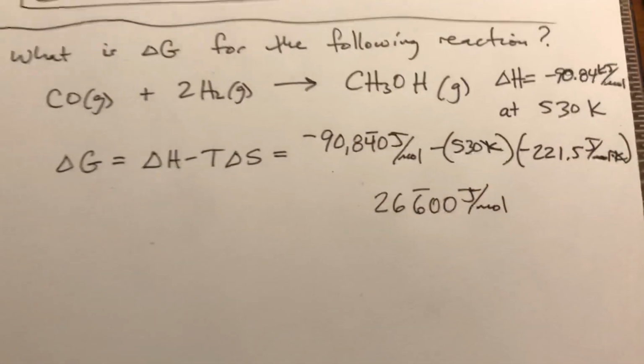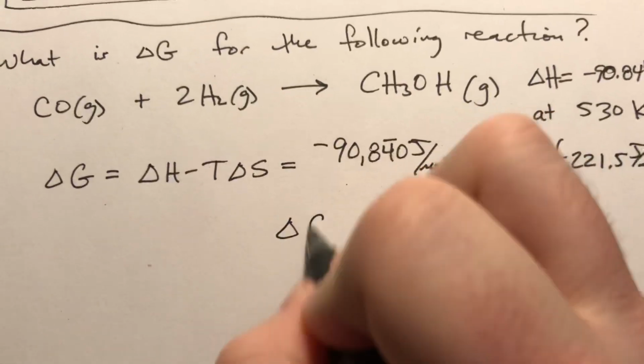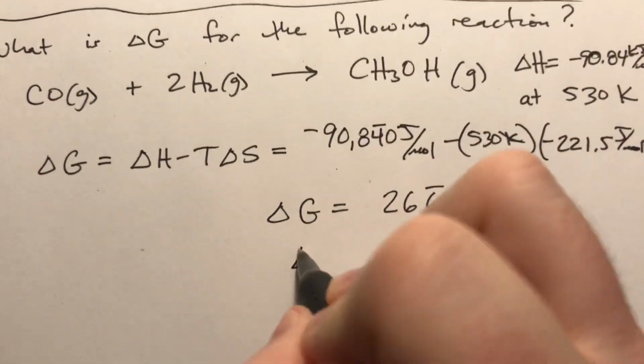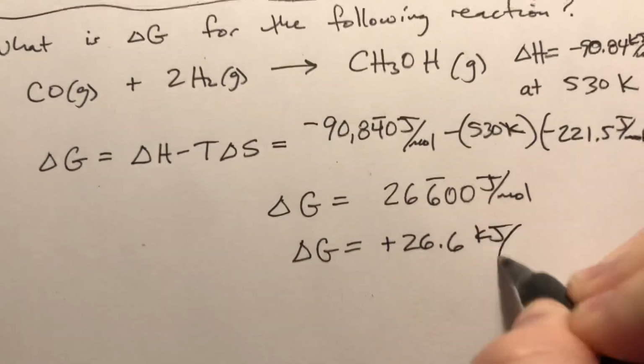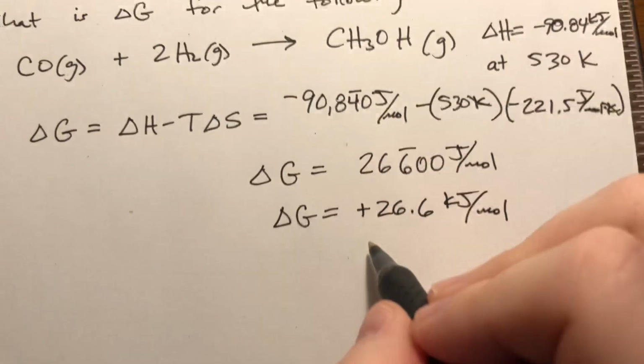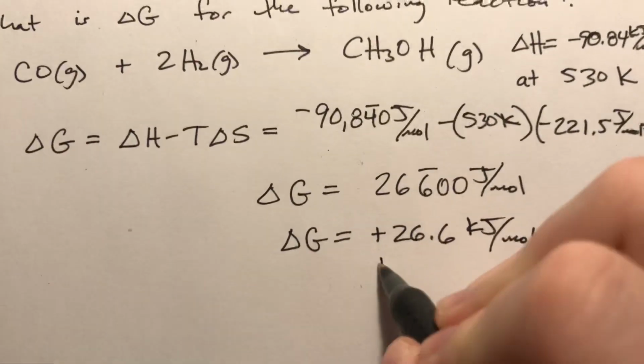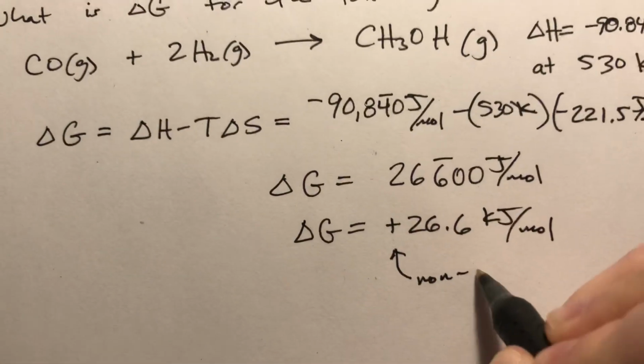Okay, so typically delta G is written in kilojoules per mole, so I'm going to convert it back. So delta G is positive 26.6 kilojoules per mole. If this were negative, this would be spontaneous, so this means this reaction is non-spontaneous.